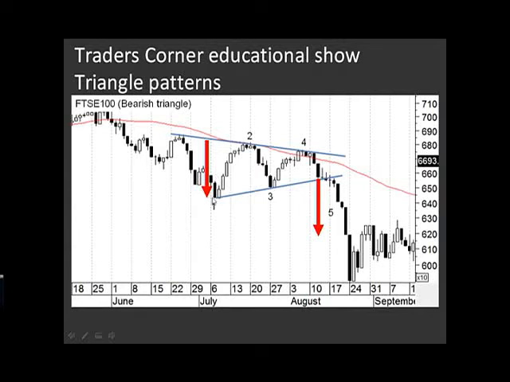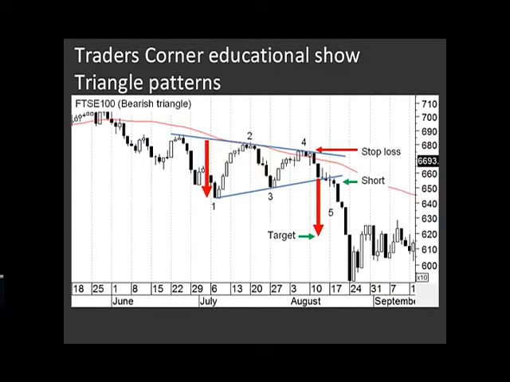Again, you take the height of the triangle pattern at its broadest point and you project that down to get your target level. You'd go short on the break below the bottom of that triangle structure, put your stop loss up above the top of the 4th wave, and your target is down here where I've indicated with the red arrow. And that gives you quite a good risk to reward ratio, as you can see just by eyeballing the difference between your entry and your target point there.